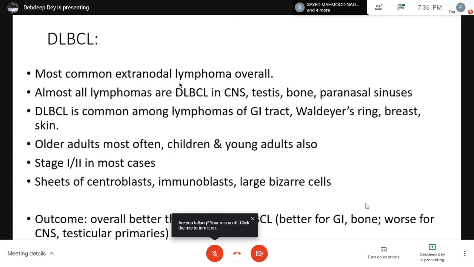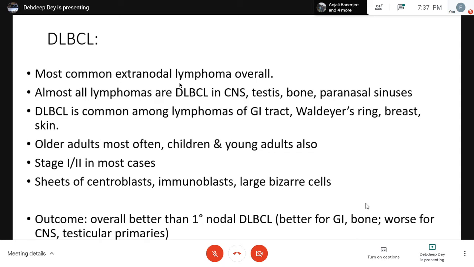spinal area. So DLBCL, the diffuse large B cell lymphoma, no different from what you get in the lymph node. It's the most common extranodal lymphoma. Almost all lymphomas are DLBCL in the central nervous system, testis, bone, and paranasal sinuses. It is also common among lymphomas of GI tract, Waldeyer's ring, breast, and skin.